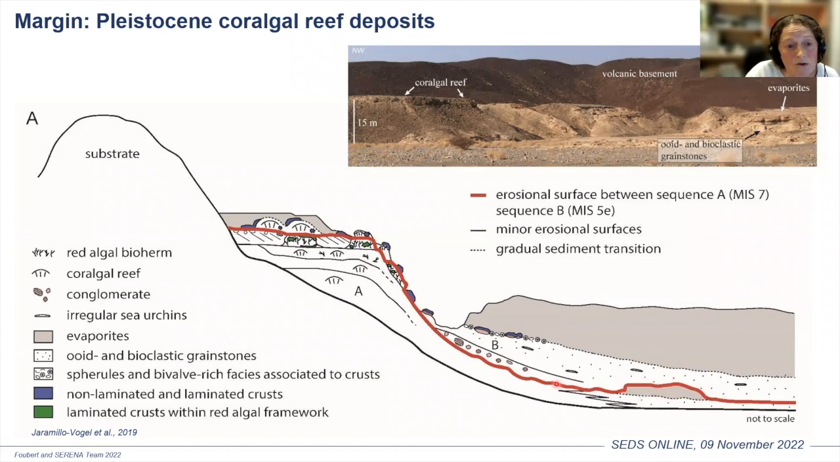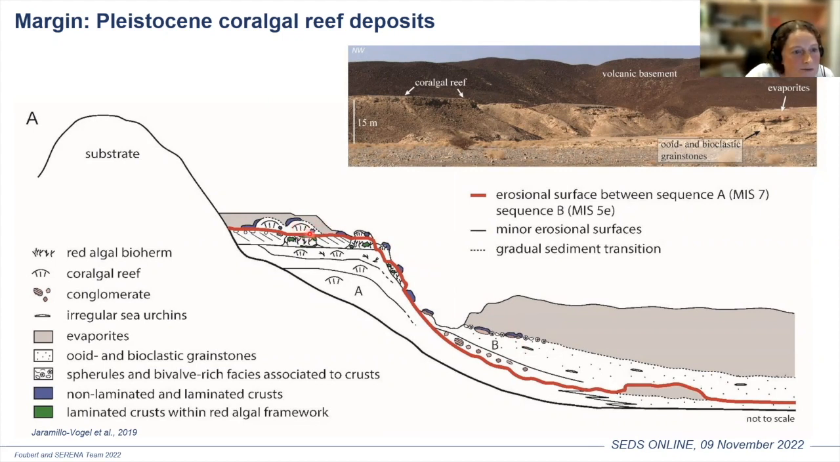Then you have this huge erosional unconformity. And on top of that, you have corals appearing again, but this time the corals are not forming a well-developed coralgal reef anymore. At that moment, the corals are occurring as little patch reefs, again with laterally some bioclastic oolitic grainstones, and then again aragonite crusts on top of it, indicated here in blue, and also laterally co-occurring with spherulites. So you have crusts and spherulites occurring in a similar stratigraphic layer, the spherulites only occurring directly above the grainstones, while the crusts are directly attached to the coral frameworks.